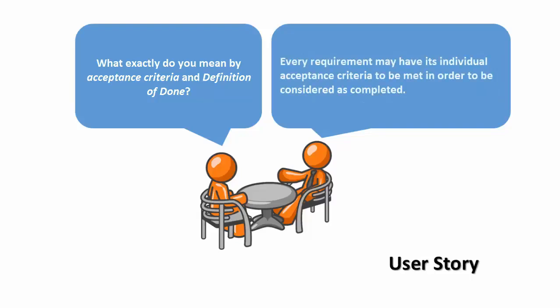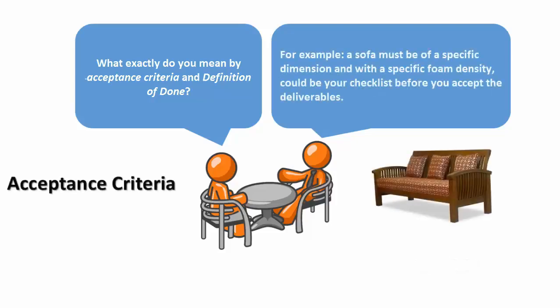Every requirement may have its individual acceptance criteria to be met in order to be considered as complete. For example, a sofa must be of specific dimension and with a specific foam density. This could be your checklist before you accept the deliverable.